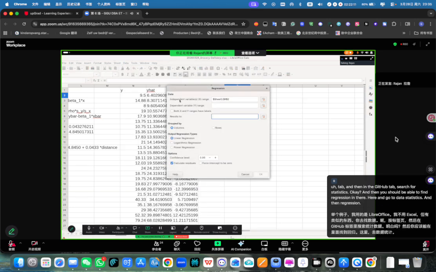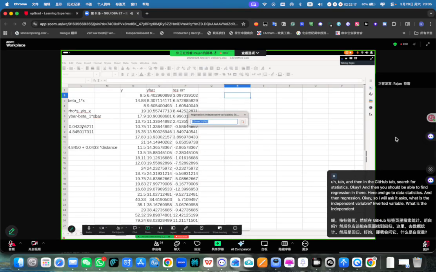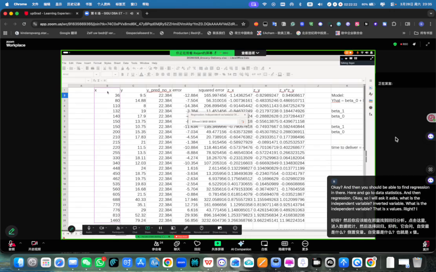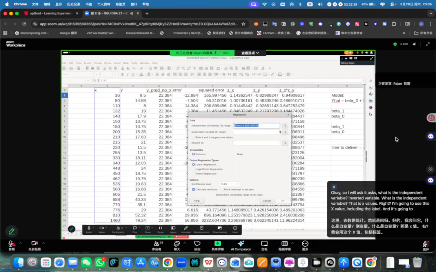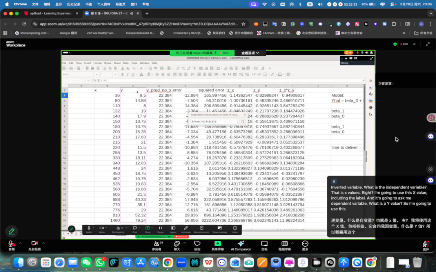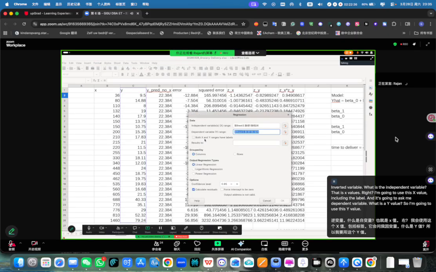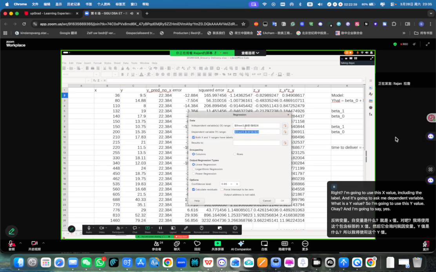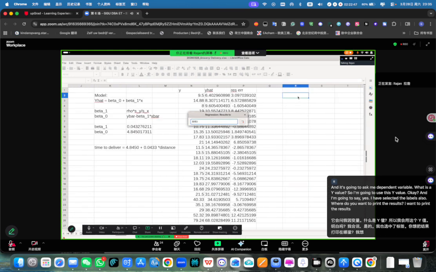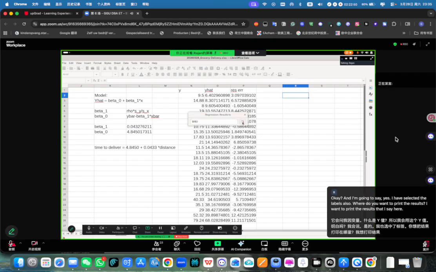It asks what the independent variable is. That is the x values, right? I'm going to use this x value, including the label, and it asks for the dependent variable, the y value. So I'm going to use this y value, and say yes, I have selected the labels also. Where do you want to print the results? I'm choosing a cell here.